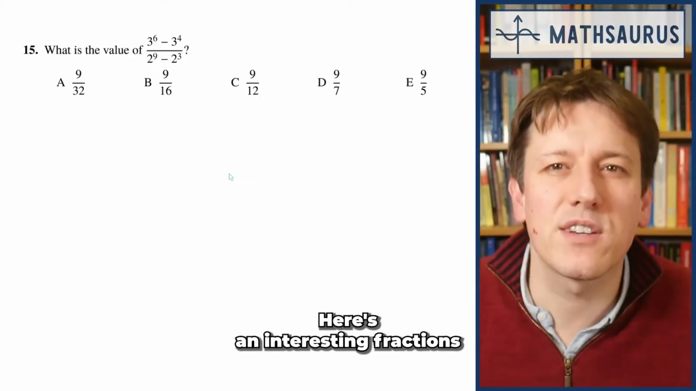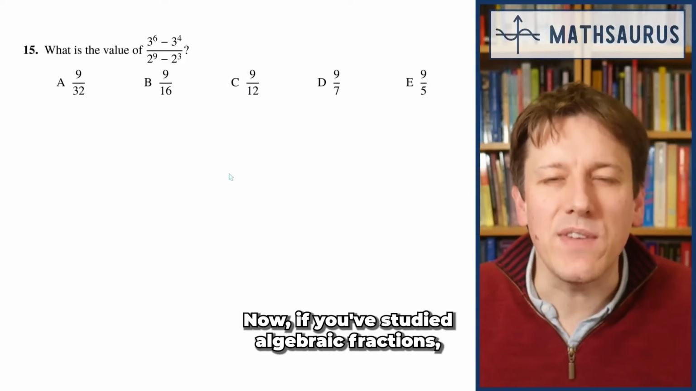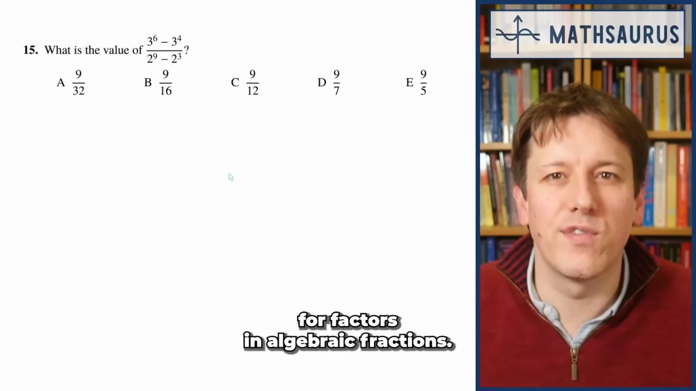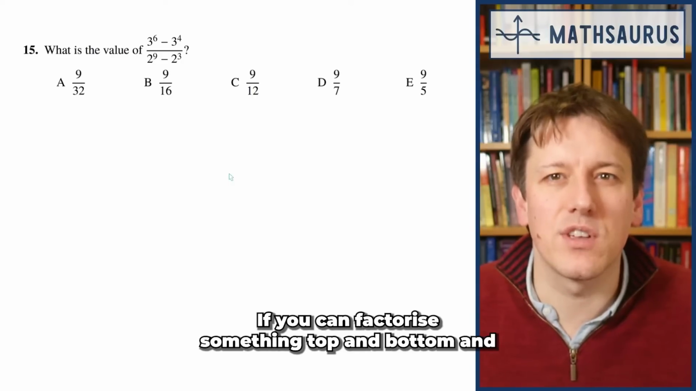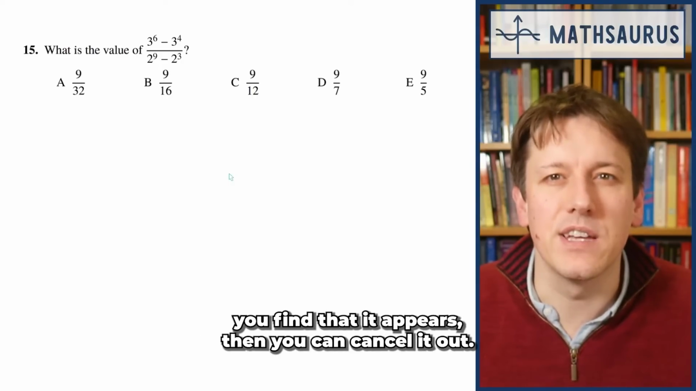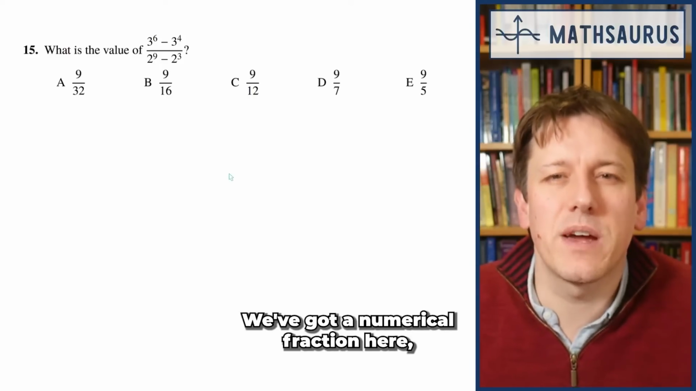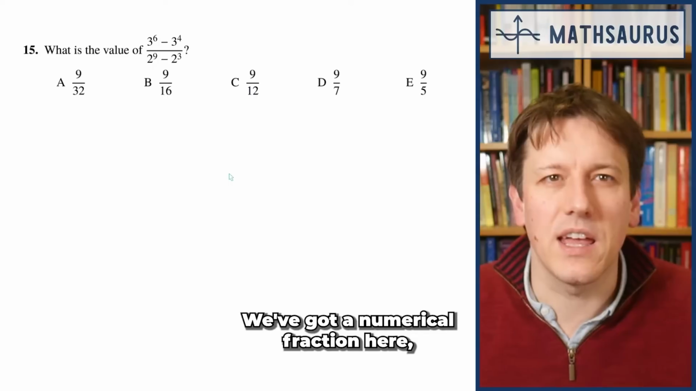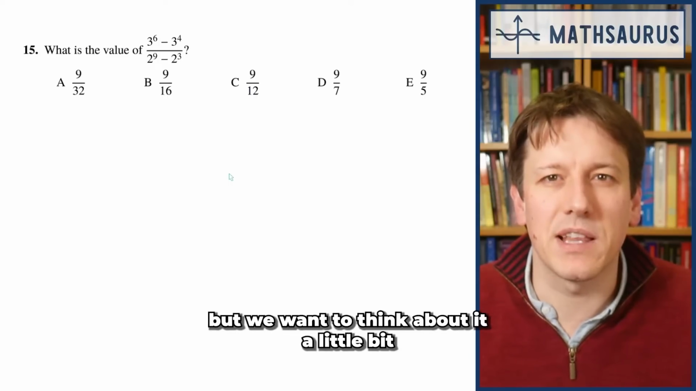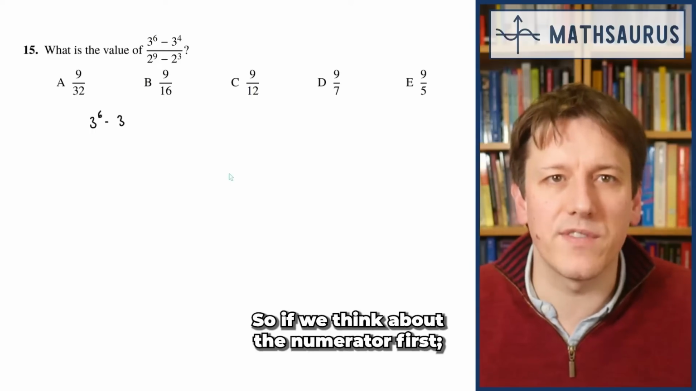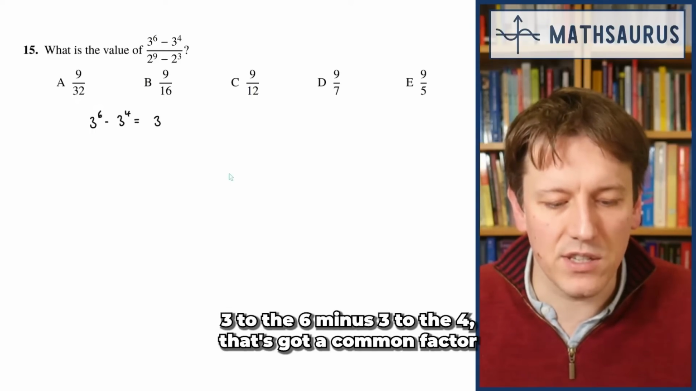Here's an interesting fractions question with some powers in it. Now, if you've studied algebraic fractions, you'll know you're always on the hunt for factors in algebraic fractions. If you can factorize something top and bottom and you find that it appears, then you can cancel it out. We've got a numerical fraction here, but we want to think about it a little bit like these were algebraic terms, really.